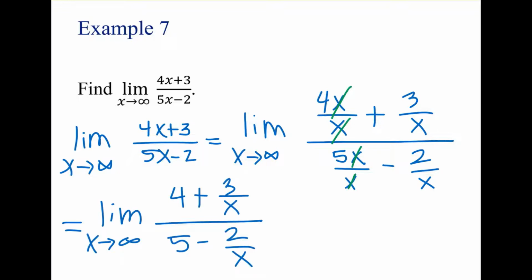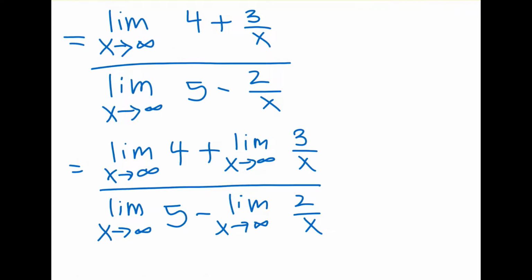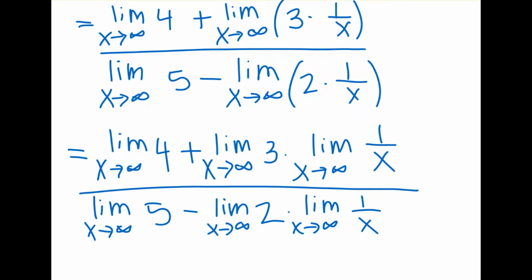Now we can use our quotient property of limits. Now we can use our sum and difference properties of limits. Now we can use our product property on 3 over x and 2 over x. We can write 3 over x as 3 times 1 over x, and we can rewrite 2 over x as 2 times 1 over x. Now we can use our product property of limits. And now we can find each individual limit.